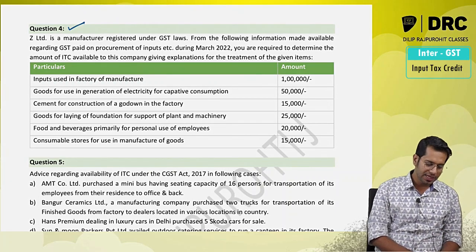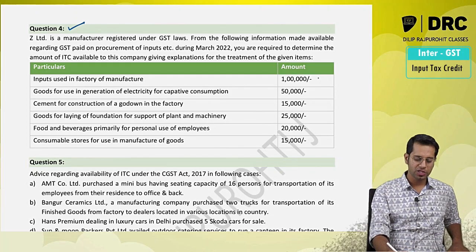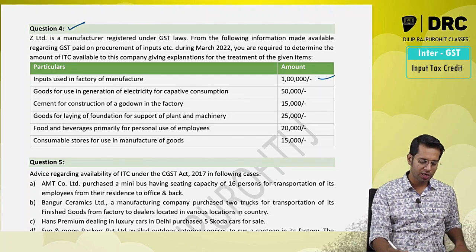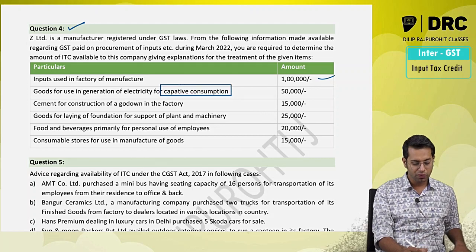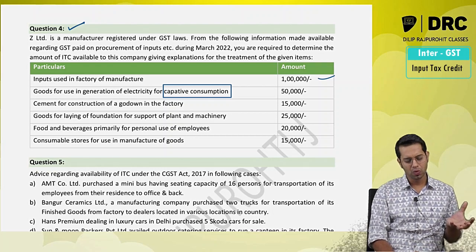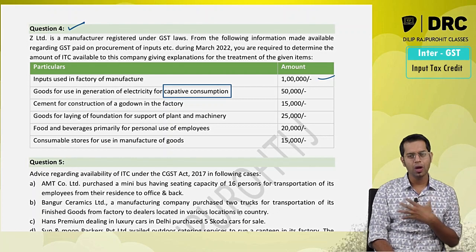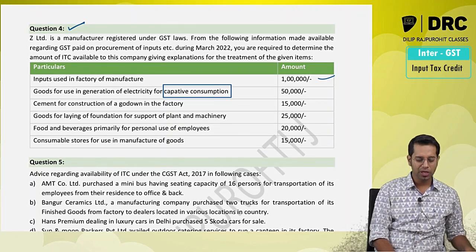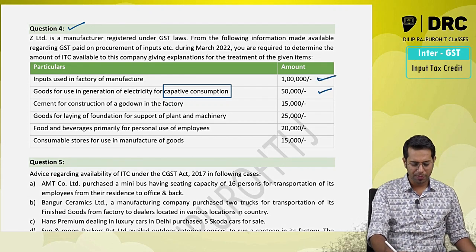Question number 4. Z Limited, a manufacturer. They have given some purchase details. Inputs used for manufacture. Can I take input tax credit? Yes, you can take input tax credit. Goods used for generation of electricity for captive consumption. Sir, goods used for generation of electricity for captive consumption means what, sir? I am purchasing some goods for generating electricity which will be used by myself, for my own purpose. My own purpose means obviously my business purpose. So can I take input tax credit on the goods used by me for generation of electricity? Answer is yes, it is for my business purpose.